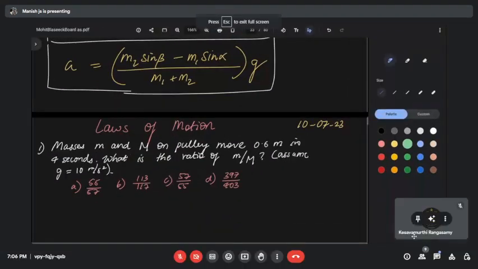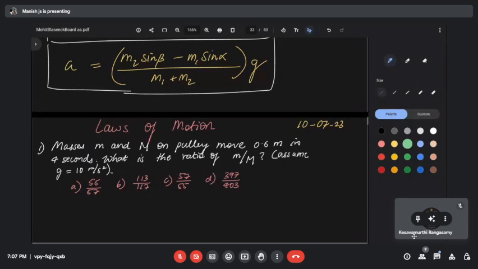Masses small m and capital M on a pulley move 0.6 meters in 4 seconds. So they have given you a pulley system with two masses, moving a distance of 0.6 meters in a time duration of 4 seconds. What is the ratio of the masses, that is small m is to capital M? You can assume acceleration due to gravity as 10 meters per second square. So the ratio is what we will have to find out.